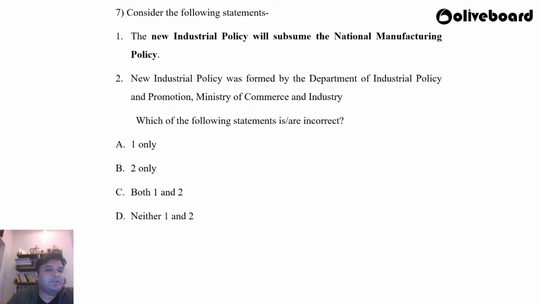Okay, consider the following statements. Statement 1, the new industrial policy will subsume the National Manufacturing Policy. Statement 2, the new industrial policy was formed by the Department of Industrial Policy and Promotion, Ministry of Commerce and Industry. Which of the following statements is or are incorrect? A, 1 only, B, 2 only, C, both 1 and 2, D, neither 1 nor 2.